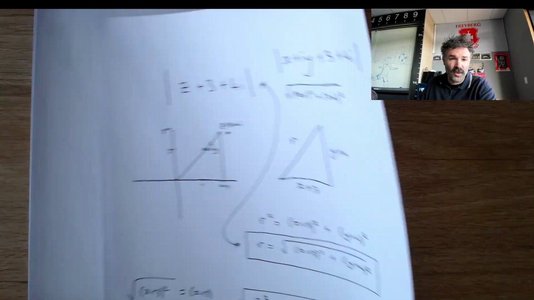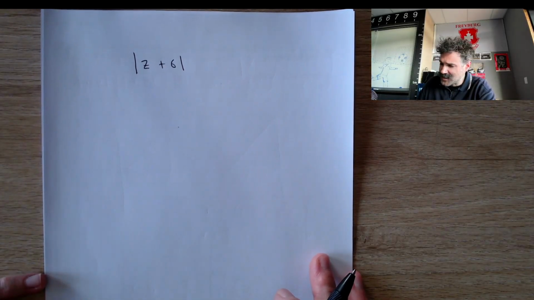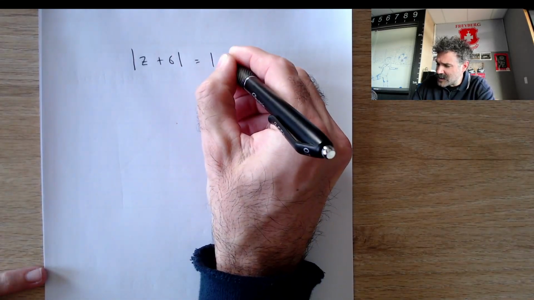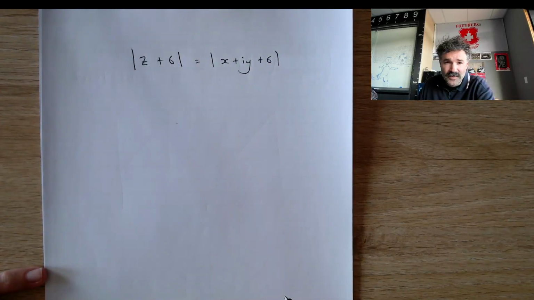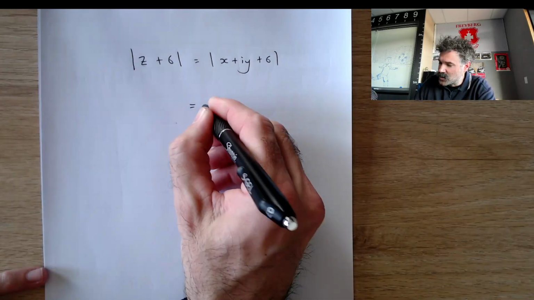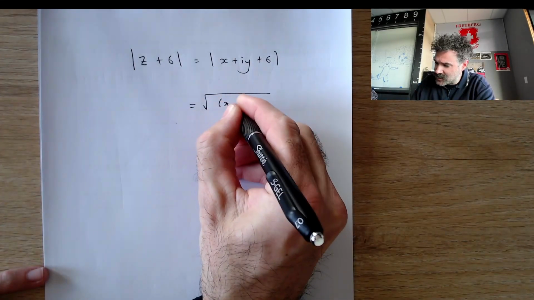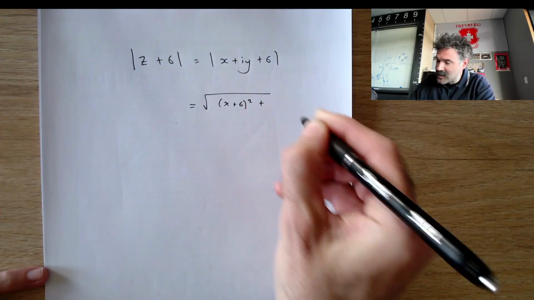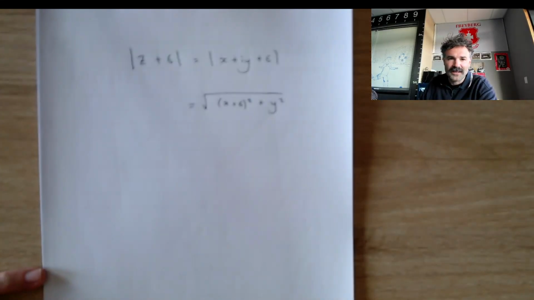Let's try one more real quick just to see if we've locked that in. So if I wanted to know the modulus of z plus 6, I'm going to rewrite this as the modulus of x plus iy plus 6. And with what we just said, this will equal the square root of the real squared. In this case, it's the x and the 6, plus the imaginary squared, which in this case is just y. And that would be my final answer done.